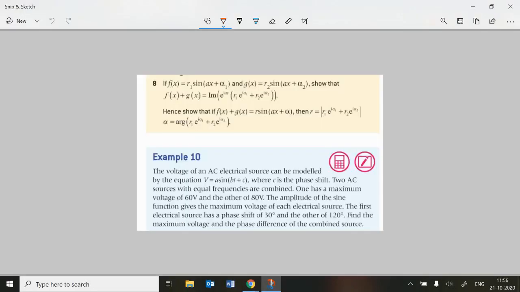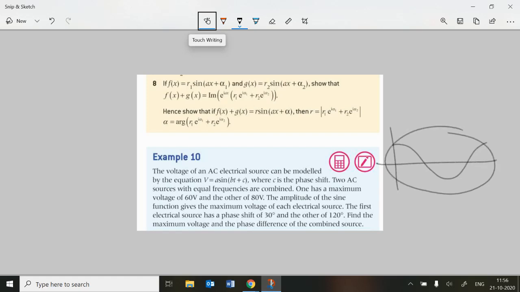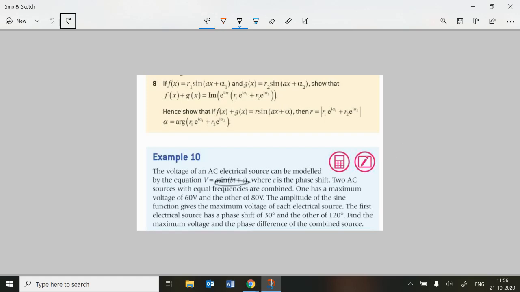Okay, so this one is saying that we have a voltage of an AC electrical source modeled by the equation, and they're putting it in terms of a sine function. By the way, even if it was a cos function, whatever you've got, this could be written in terms of a sine function by certain transformations. So we can write any wave in terms of sine or cosine, it doesn't matter. So if we choose to write them both in terms of sine, if we've got these two functions which we're adding together, then it just makes it easier and we don't need to worry about the cosine version.